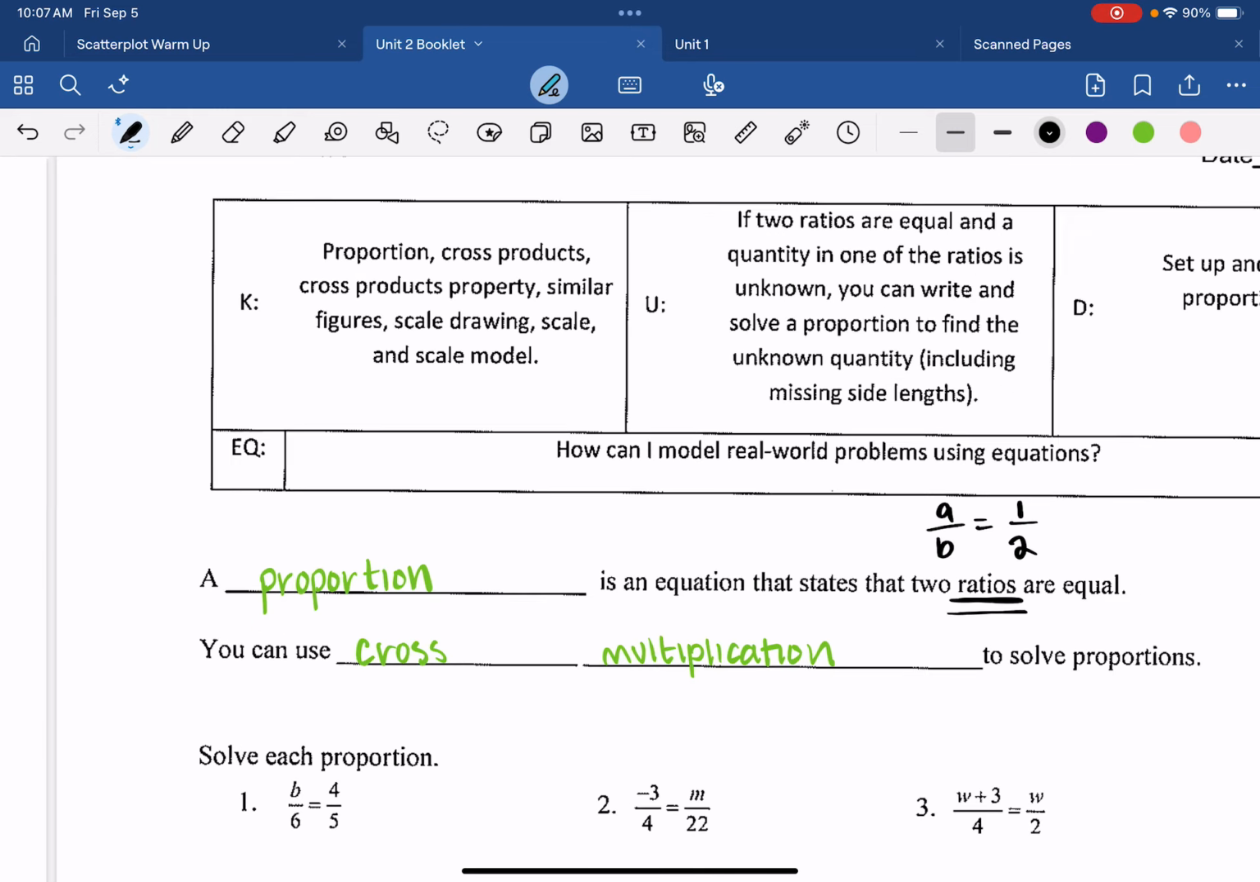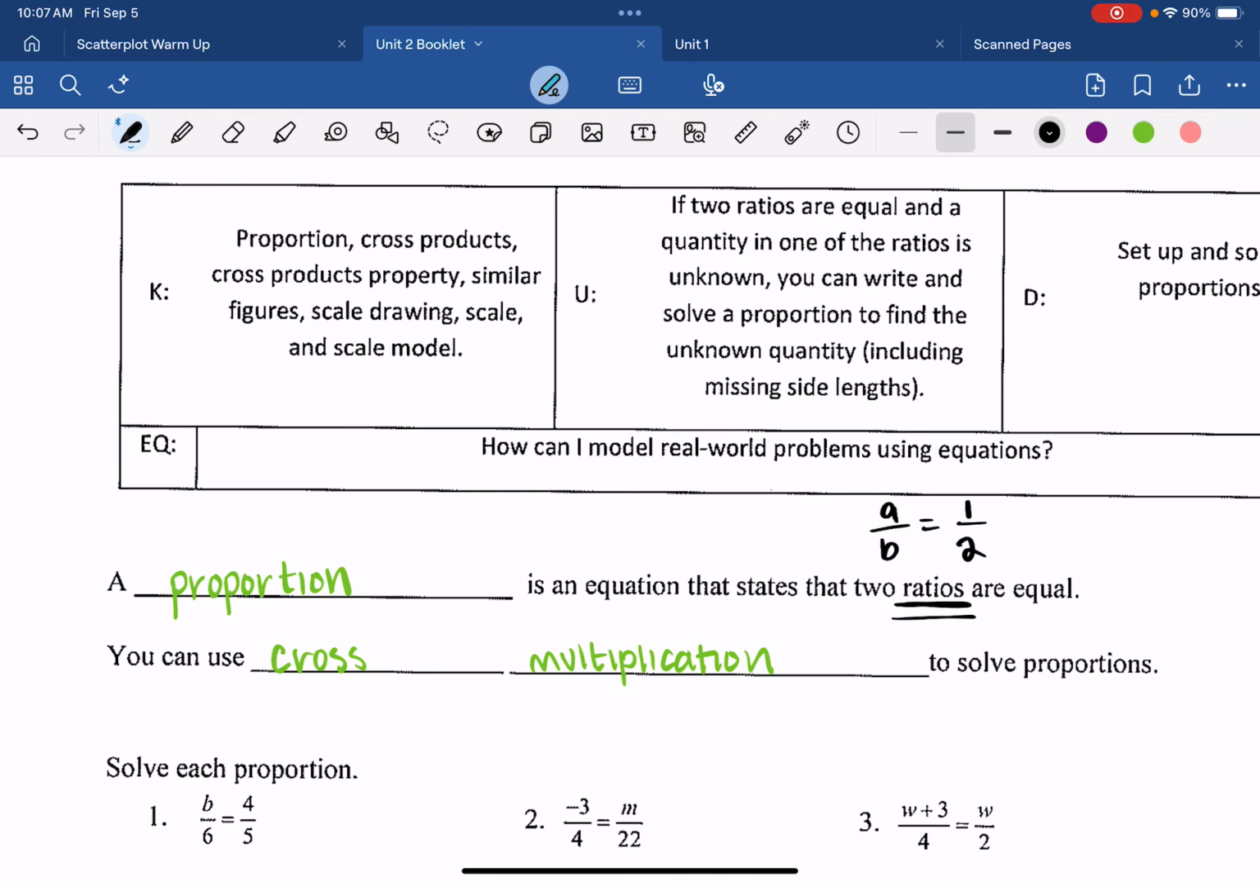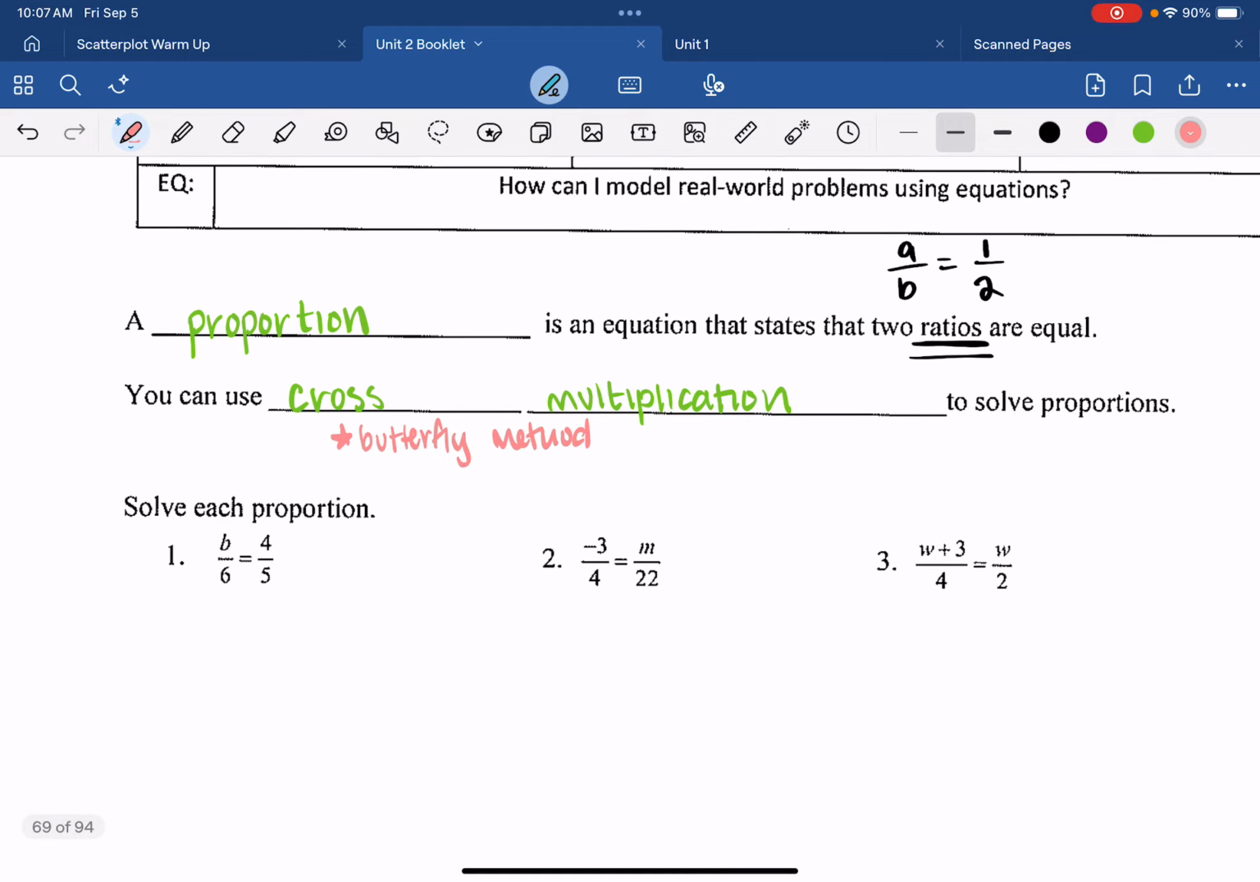We can use cross multiplication to solve proportions. Some of you also, I know, might know the term butterfly method, okay? The butterfly method is another term that I've heard used to describe this, okay? All right, so let's just jump in here.